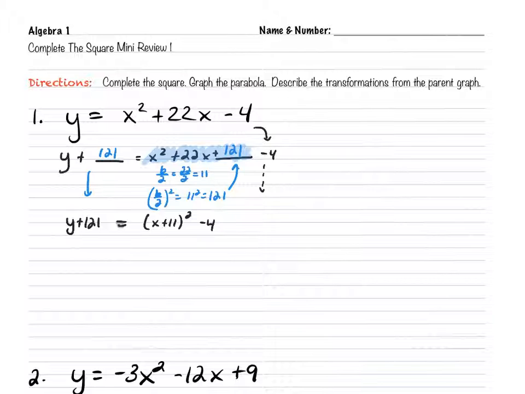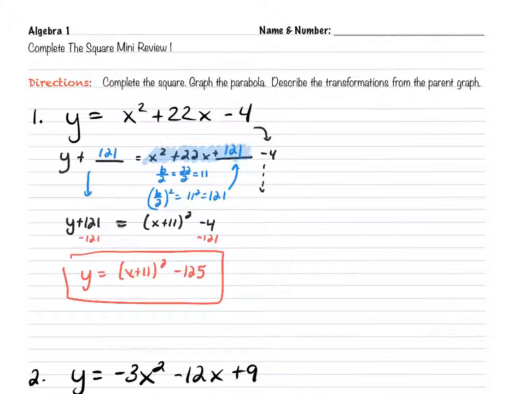Our last step is just getting y alone. So I'm going to subtract 121 from both sides. So I get y is equal to x plus 11 squared minus 125. So that's step number 1. We've completed the square to get vertex form. Now we also need to make a graph and describe the transformation, so we'll do both at the same time.